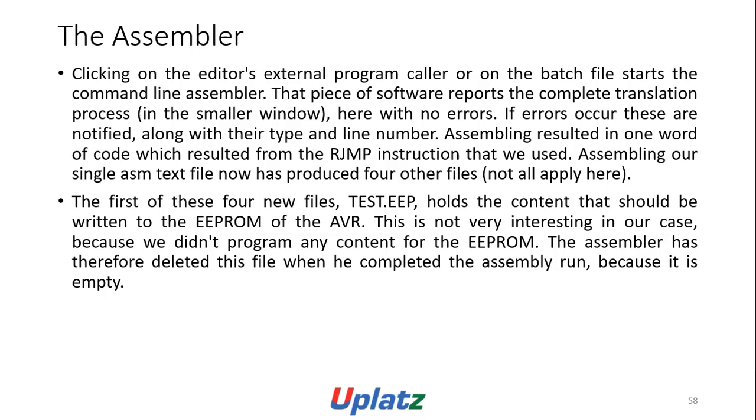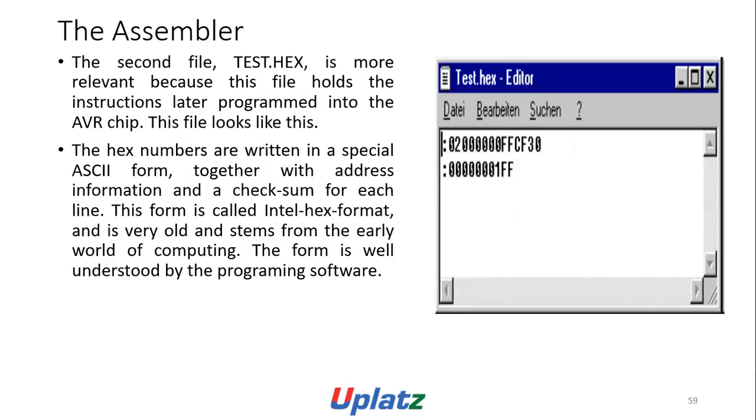The first of these 4 new files is test.eep. It holds all the contents that should be written to the EEPROM of the AVR. This is not very interesting in our case because we did not program any content for the EEPROM. The assembler therefore deleted this file when we completed the assembly run because it is empty. The second file, test.hex, is more relevant because this file holds the instructions later programmed into the AVR chip.